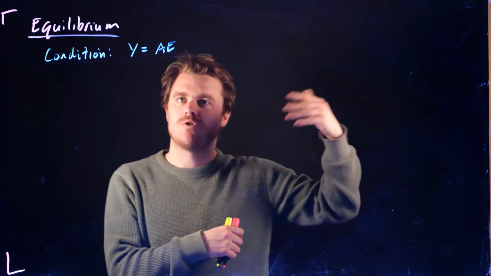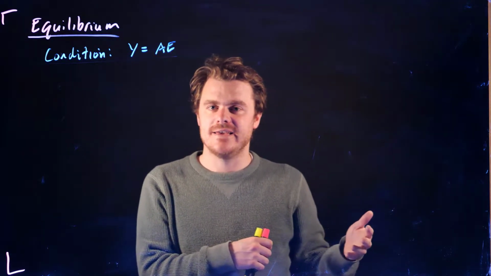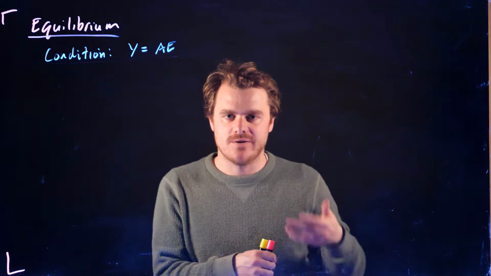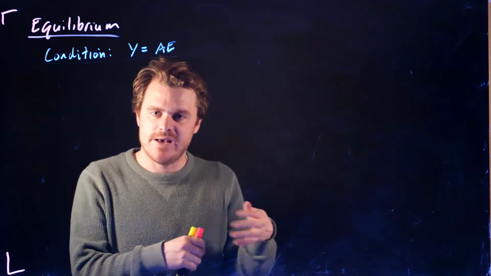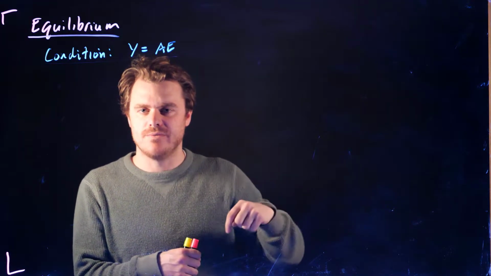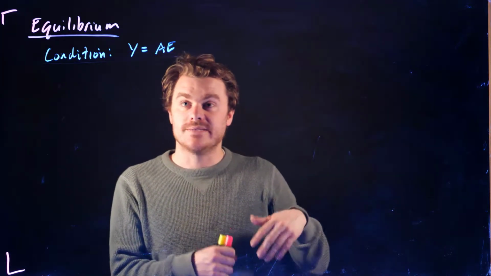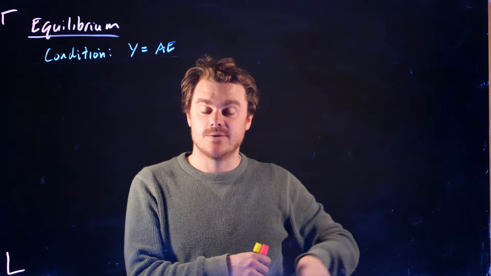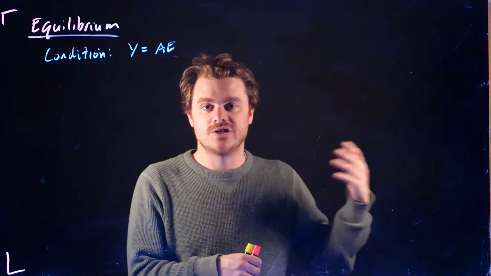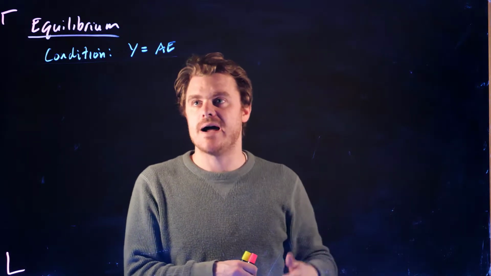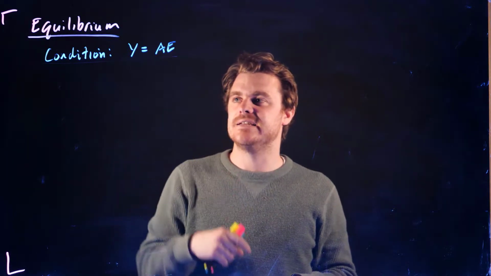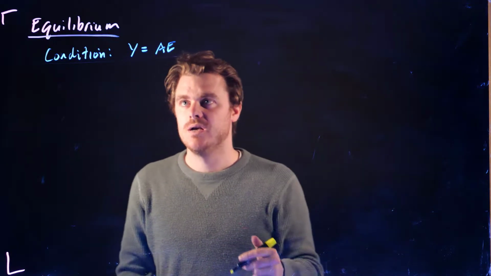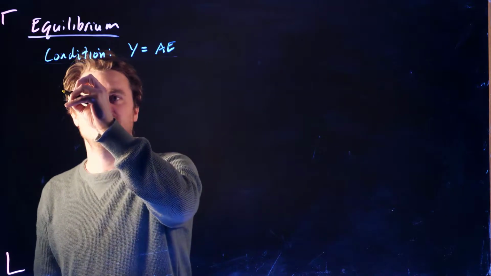Right, if Y was greater than AE, then inventories are building up, and so we slow down production because we don't need to invest in more inventory, so Y would go down. If Y was less than AE, then our inventories are falling, and so we have to invest more to replenish those inventories, which is going to push Y back up. And so that's why this AE equals Y condition must be true in equilibrium. So this is our equilibrium condition.